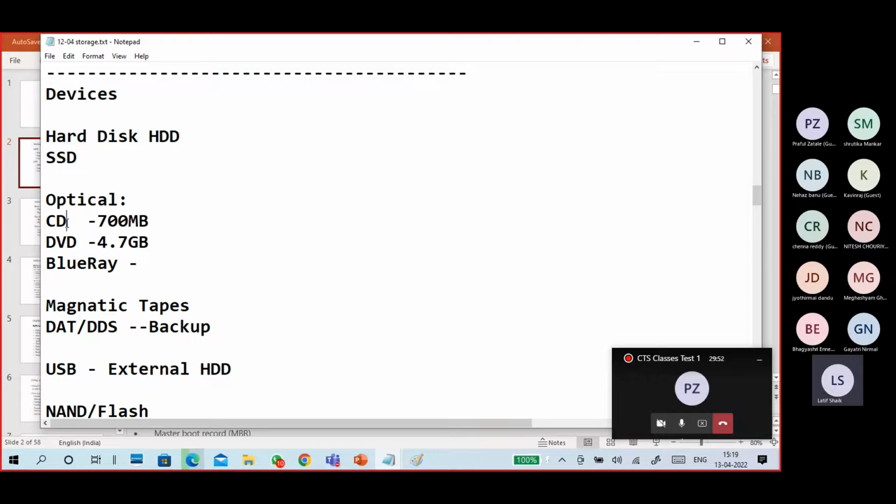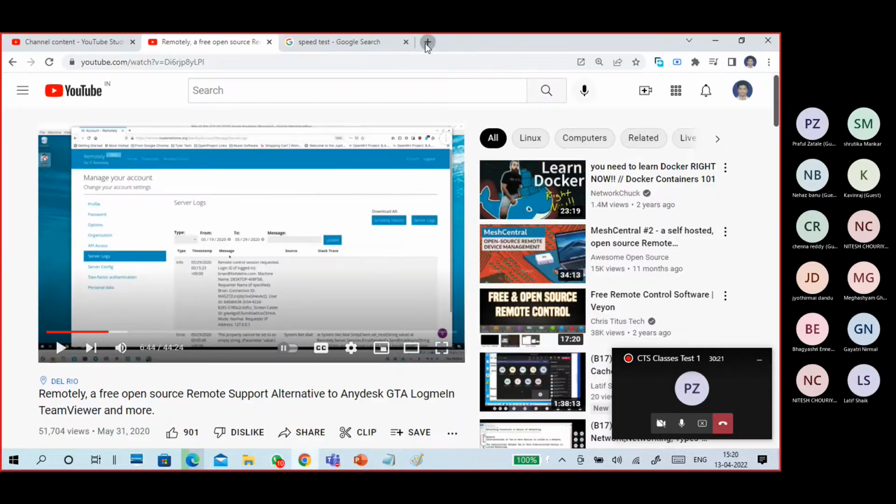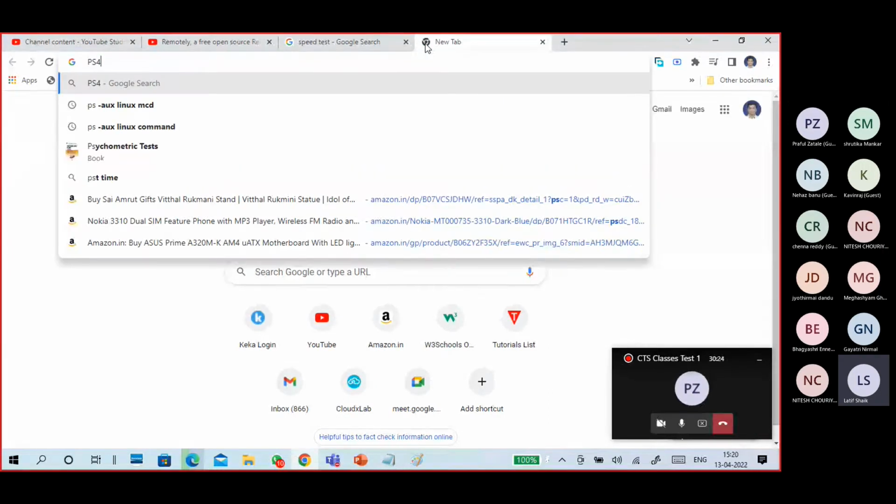Okay, so CD means compact disk, with a size of 700 MB, and DVD is digital video disk. And Blu-ray has higher capacity. But when Blu-ray was introduced into the market, it was not very popular with the public. Of course, we are using Blu-rays. For example, when you buy a game, game CDs, for example PS4.